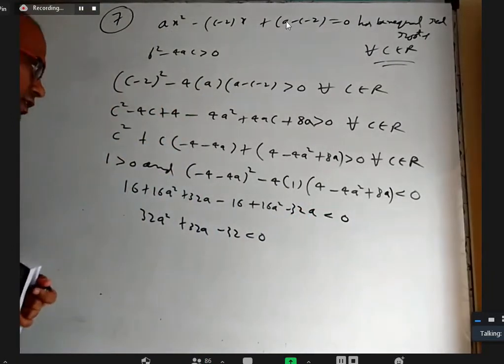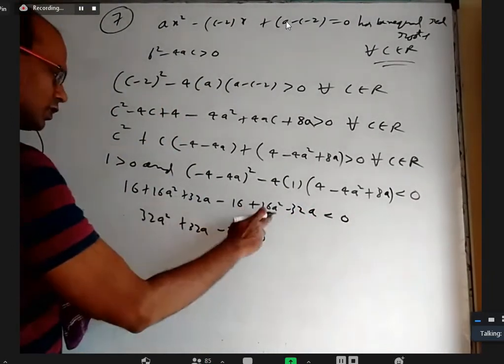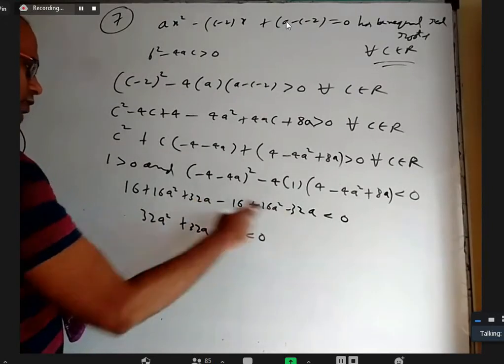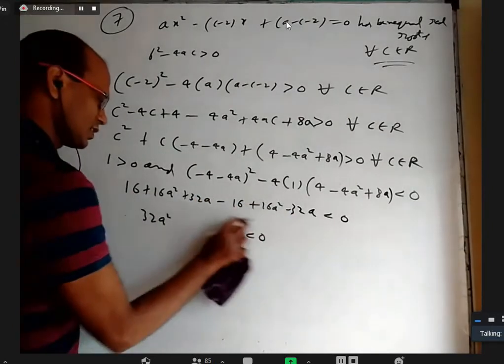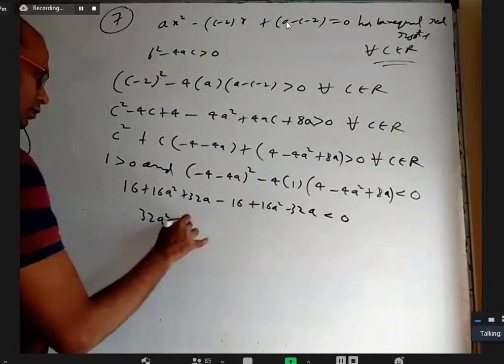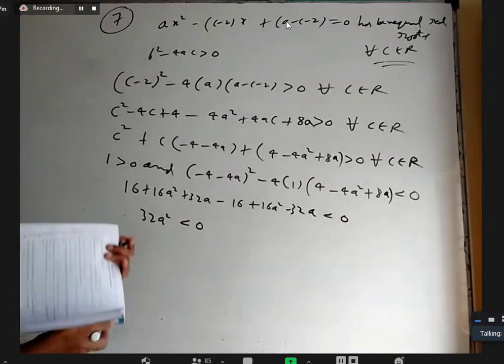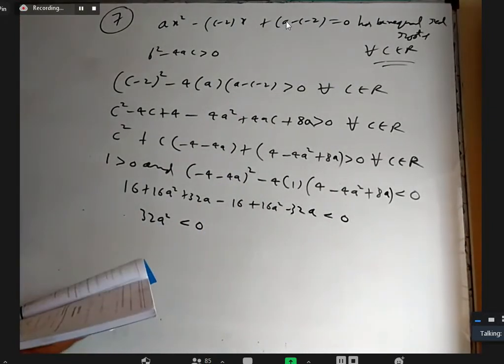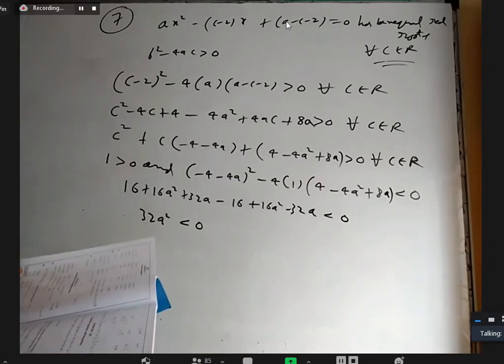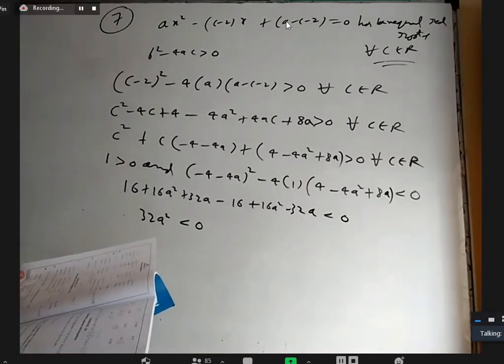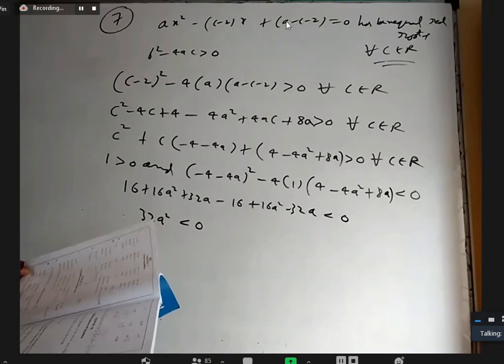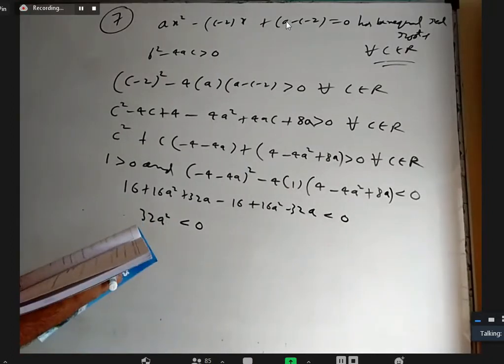Then it may be somewhat easier to build. 32a square is there. 32a got cancelled. 16 got cancelled. So you got 32a square less than 0. That's all. Huh? Never possible. Something is wrong.